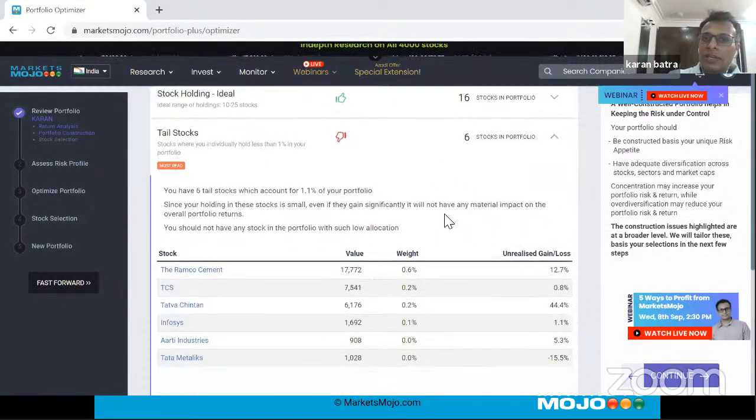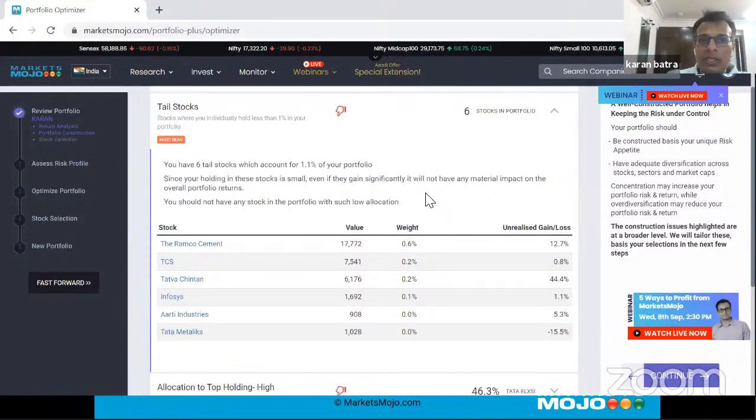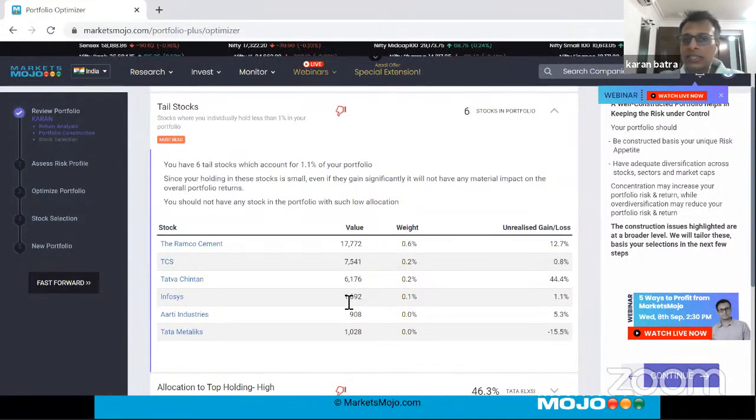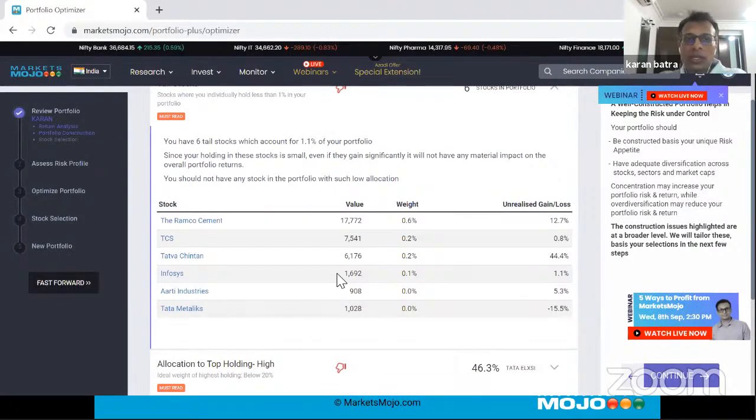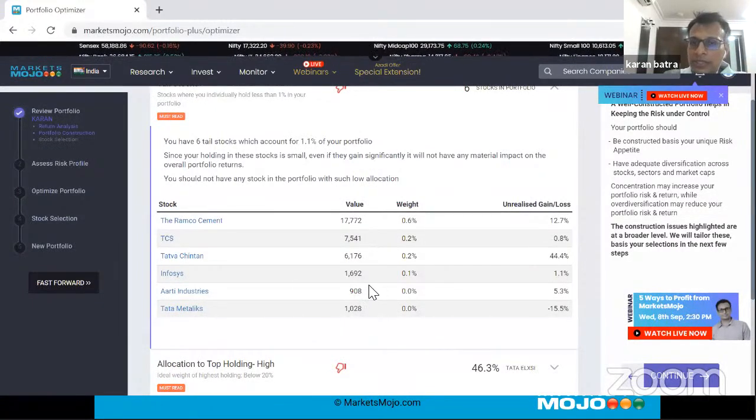these are tail stocks that have very, very small allocation. For example, Aarti Industries, this is the 31 lakh portfolio. Allocation is only 900 rupees. Let's say this was absolutely the right call. The stock becomes a multi-bagger. It becomes 10 times from this level. I will only make another 9,000 rupees. So in a 31 lakh portfolio, a 9,000 rupees gain will not make any difference.